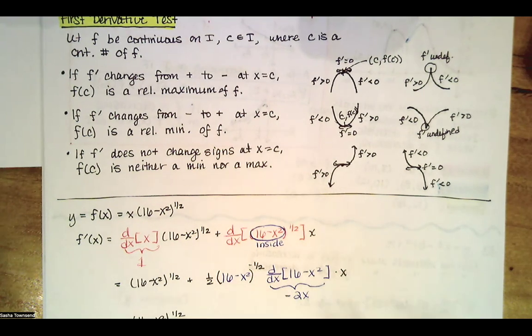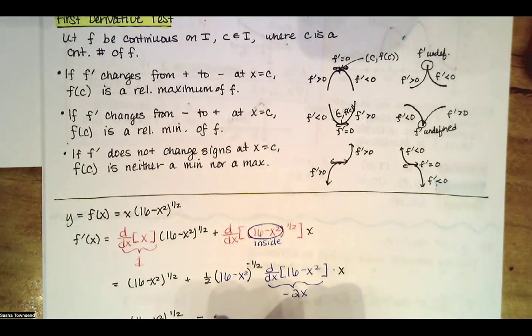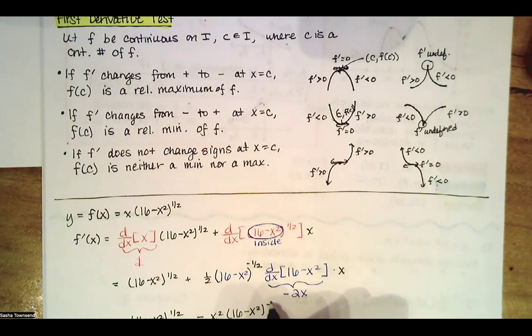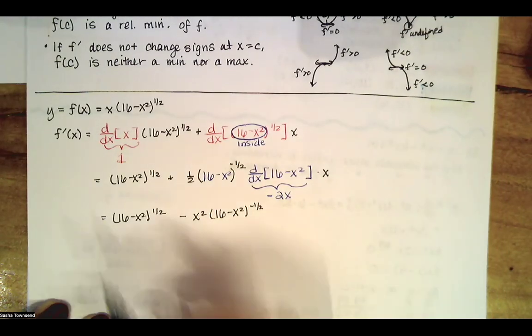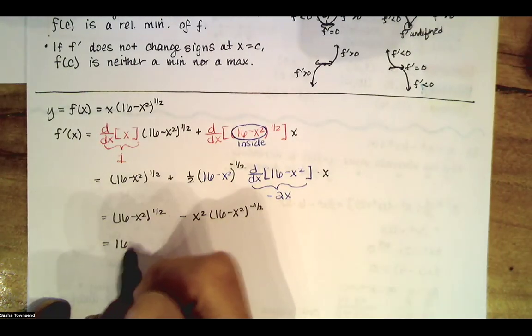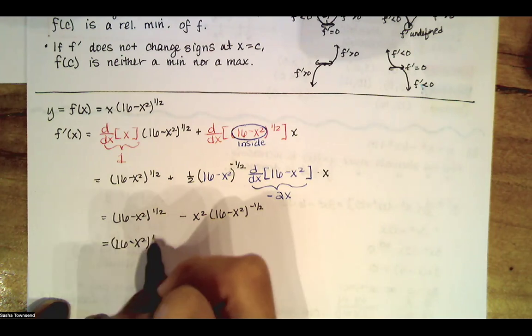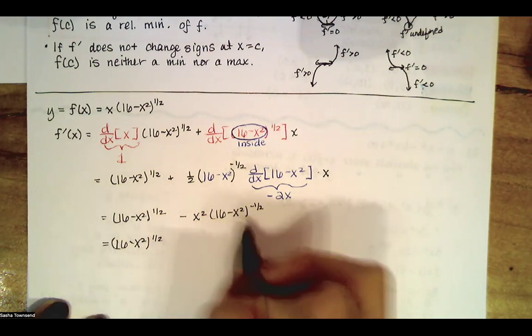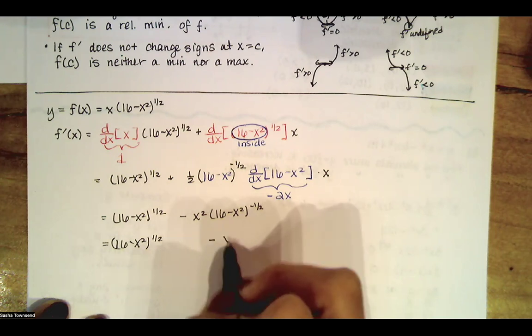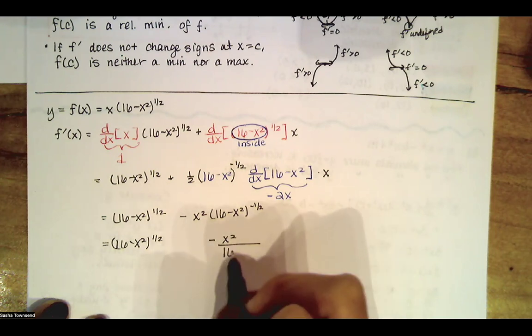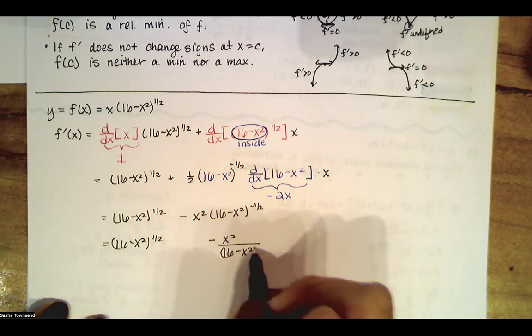The 1/2 times the negative 2 is a negative 1, and then we've got an x times an x, which is x squared. This is 16 minus x squared to the negative 1/2 power. And if you want to, you can rewrite this expression as x squared divided by 16 minus x squared to the 1/2 power.